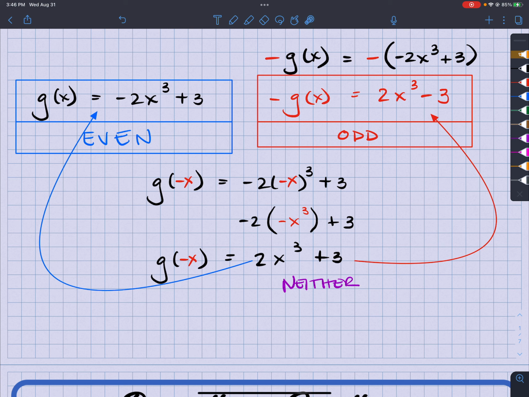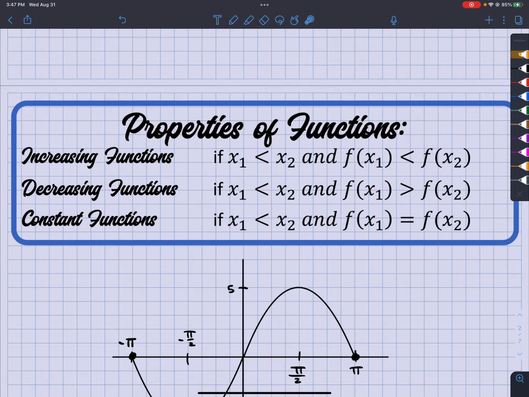So if it does look like this, which is close, right? It's 2x to the third minus 3, but this was plus 3. So it's not the same. And this is a minus 2x to the third. This is a positive 2x to the third. So that's why it doesn't look the same. So that's why it's neither. If it looked like this, it would have been even. If it looked like this, it would have been odd. All right? So continue on.